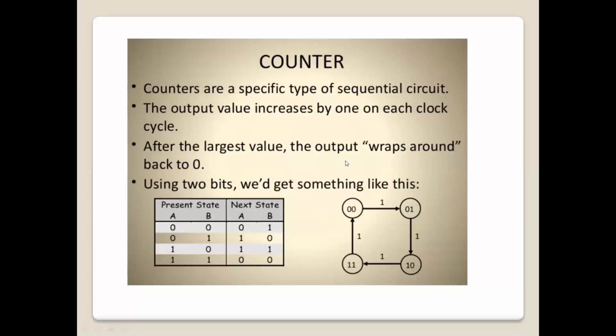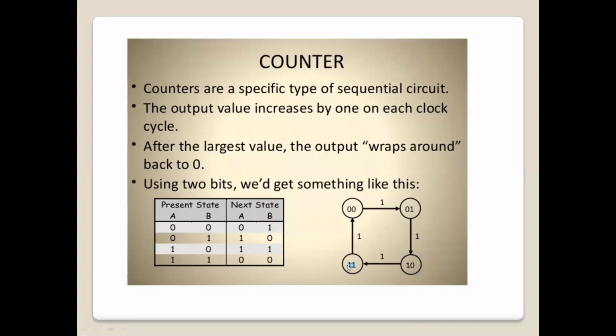In today's session, we are going to discuss counters. A counter is a special type of sequential circuit. Suppose this is a 2-bit counter. A 2-bit counter has 4 states, that is 2 raised to 2, 4. The first state is 0, 0. The second state is 0, 1. The third state is 1, 0. The last state is 1, 1.